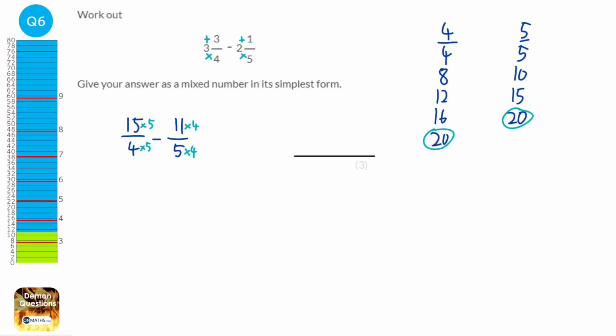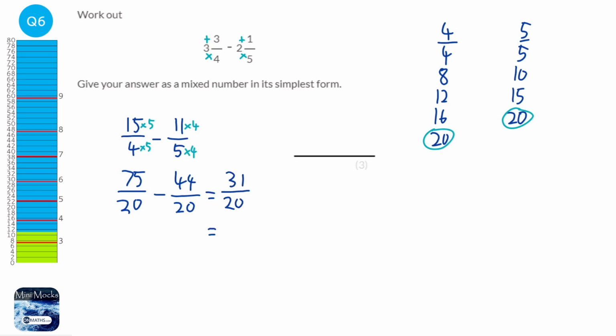So when we do that, we get 75 over 20, and 11 times 4 is 44 over 20. Subtract the tops, and we get 31 over 20. This is improper, so we can take away one lot of 20 from the top, which will give us 1 and 11 over 20, and that is actually our answer.